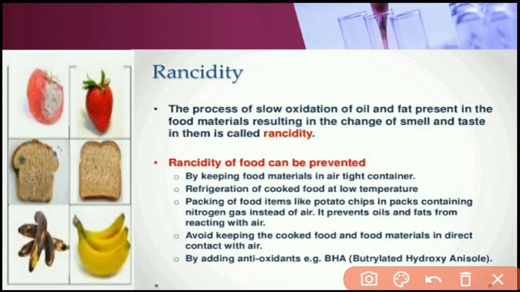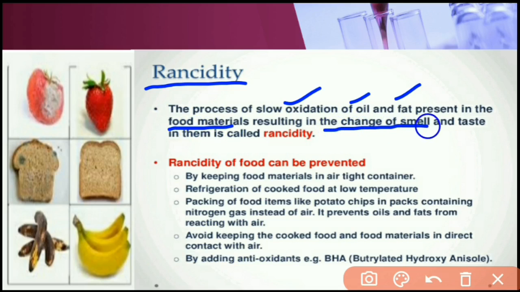Next chemical process is rancidity. The process of slow oxidation of oil and fat present in food materials, resulting in a change of smell and taste, is called rancidity. See the picture in which food materials get oxidized, their smell and taste change, and they get spoiled.